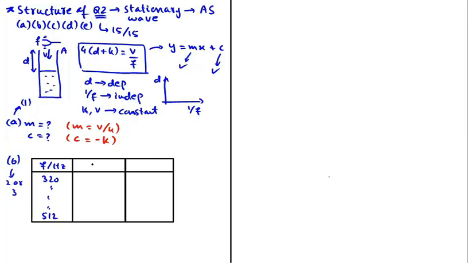Second column has 6 values of d, where d is the length of air column in the resonance tube expressed in centimeter. So for f equal 320, the corresponding value of d is 24.5 plus minus 0.5, where plus minus 0.5 is the uncertainty in the value of d. And for the last value of f equal 512, the corresponding value of d is 15.0 plus minus 0.5. And the third column is blank.